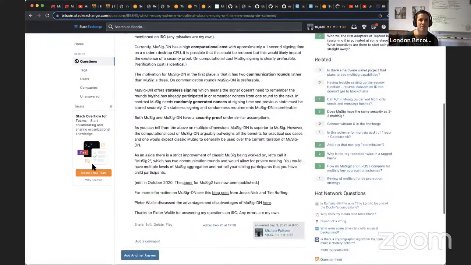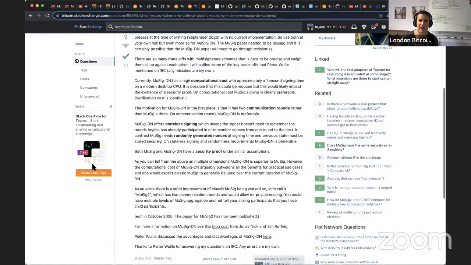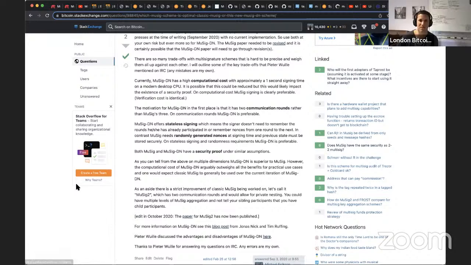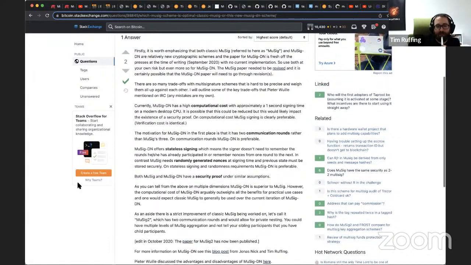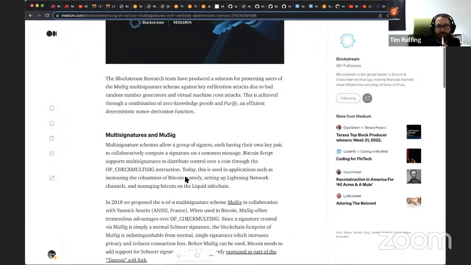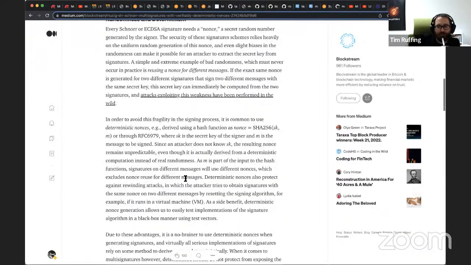But MuSig-DN hasn't been implemented. There's no one working on that, right? It was just an advancement in terms of academic research. But there's no use case that you've seen so far for why people would use MuSig-DN. Yeah, maybe there are some use cases, but it's much more difficult, because from a practical point of view, what does it do?